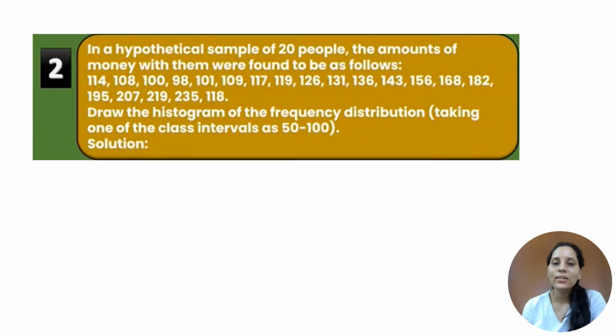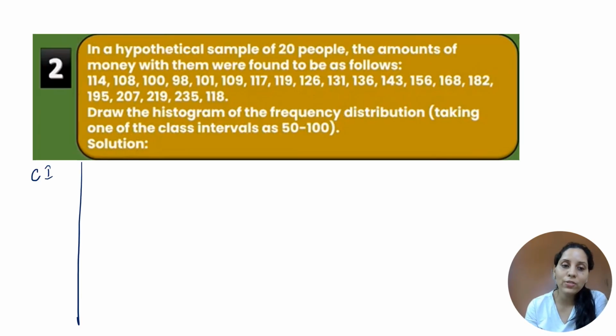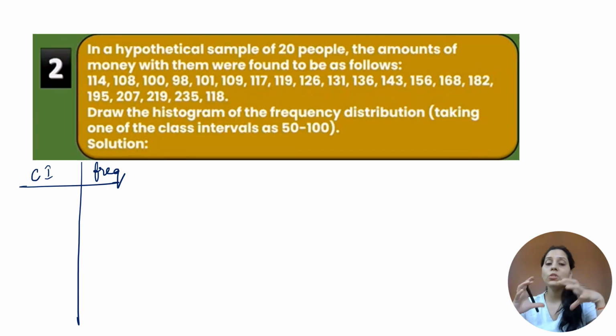Now moving on. In a hypothetical sample of 20 people, the amounts of money with them were found to be as follows. Draw the histogram of the frequency distribution taking one of the class intervals as 50 to 100. Here we have class intervals and frequency. Why are we considering class intervals? Because when we have a lot of data, writing each and everything becomes tedious and most of the students go wrong with that. If you have intervals, it is much easier.